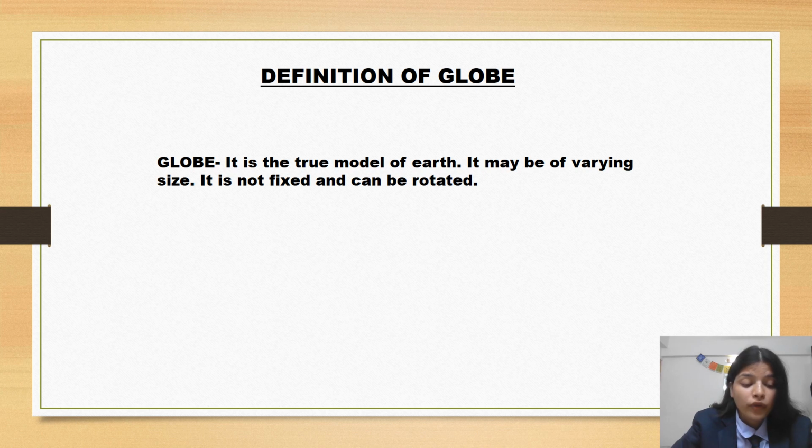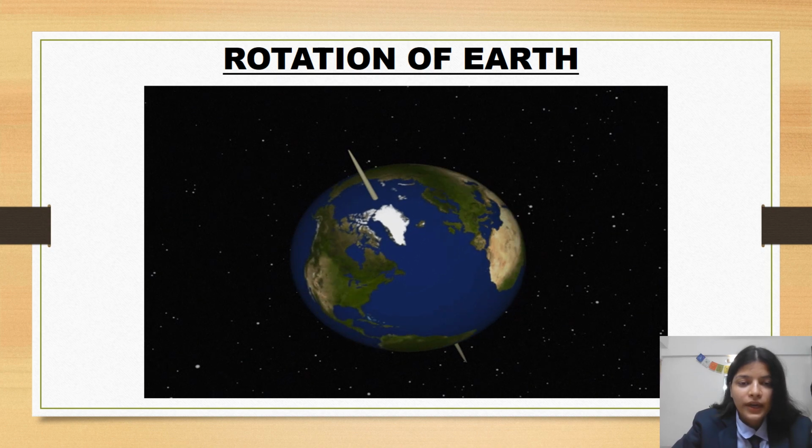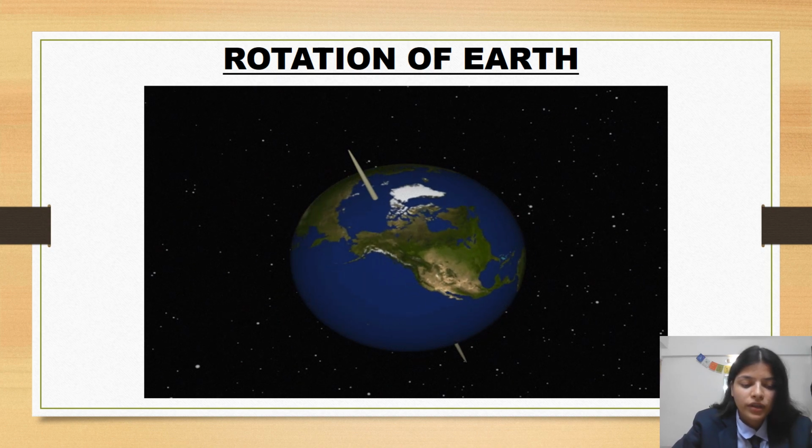And the globe is not fixed, as we have already discussed. It can be rotated the same way as we can rotate a spin. A potter can rotate a wheel like that. A globe can be rotated. And now we see the rotation of the Earth.